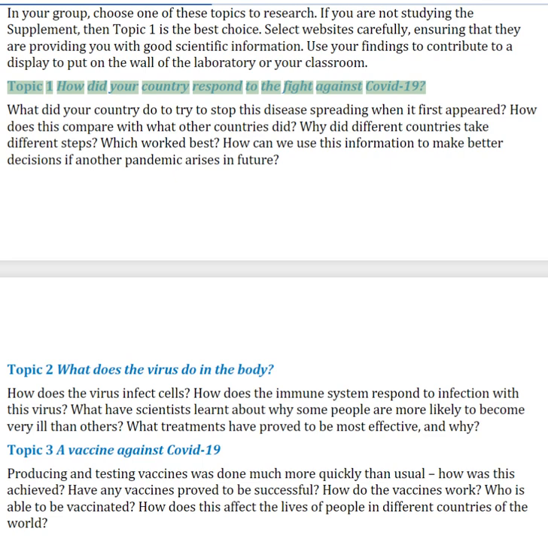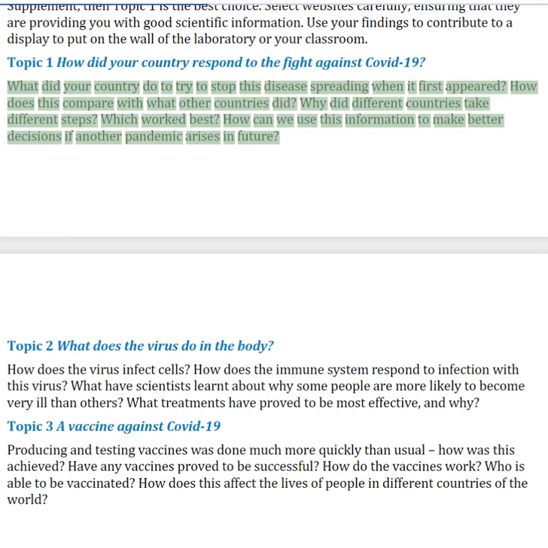Topic 1. How did your country respond to the fight against COVID-19? What did your country do to try to stop this disease spreading when it first appeared? How does this compare with what other countries did? Why did different countries take different steps? Which worked best? How can we use this information to make better decisions if another pandemic arises in future?